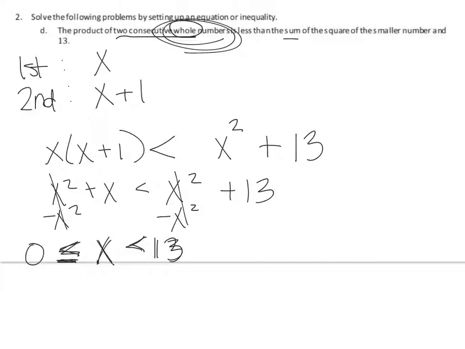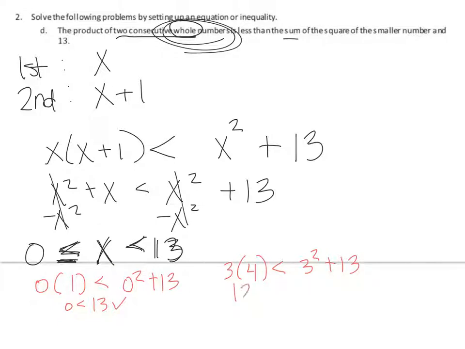So let's test it. If x was 0, I've got 0 times 0 plus 1 is less than 0 squared plus 13. 0 is less than 13. Yep. Let's try 3. 3 times 4 is less than 3 squared plus 13. So I've got 12 is less than 9 plus 13, which is 22. Yep. Let's try 14 just to be safe.